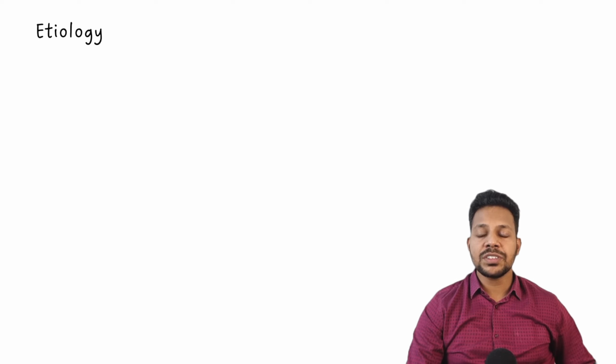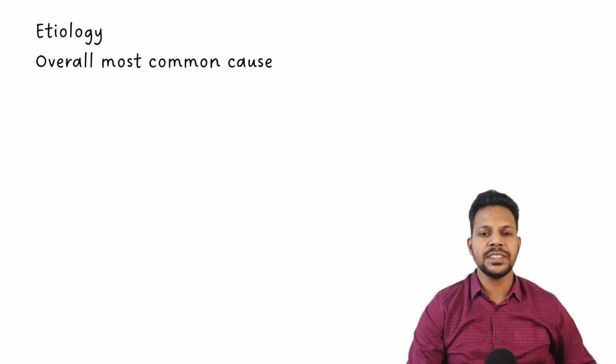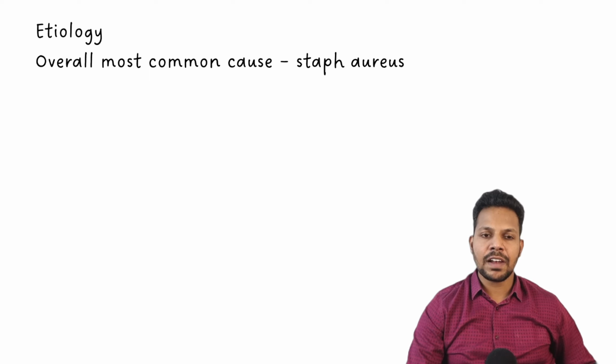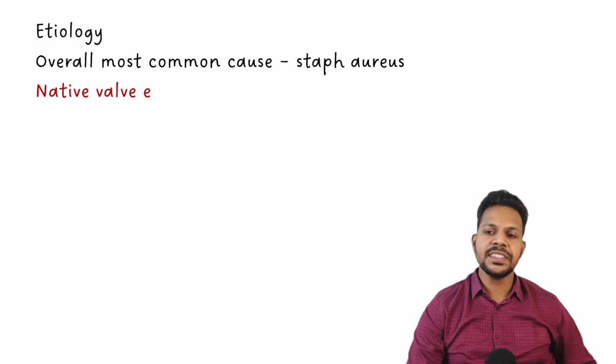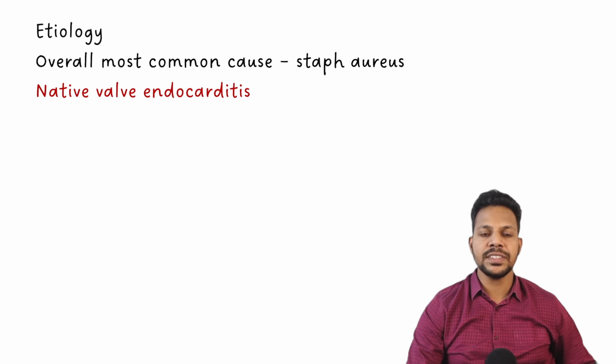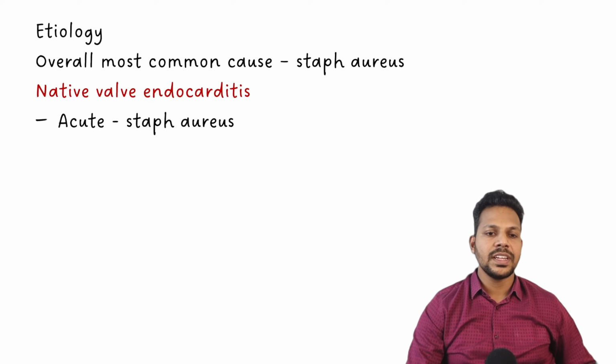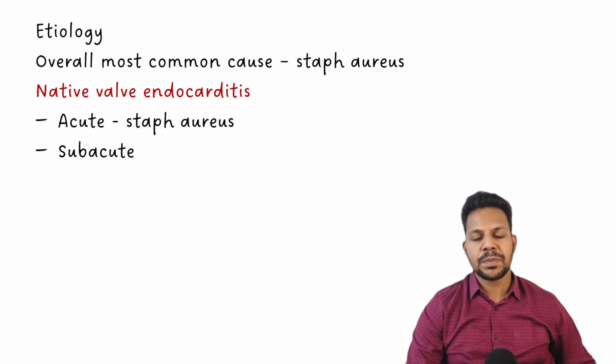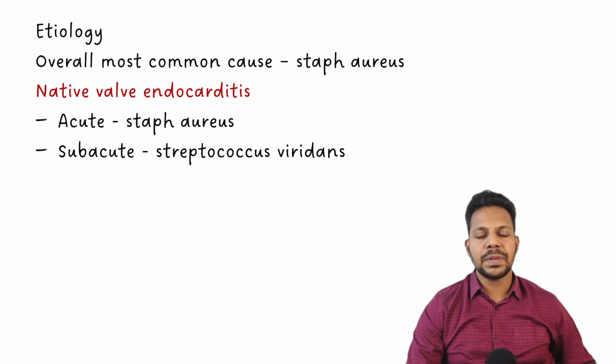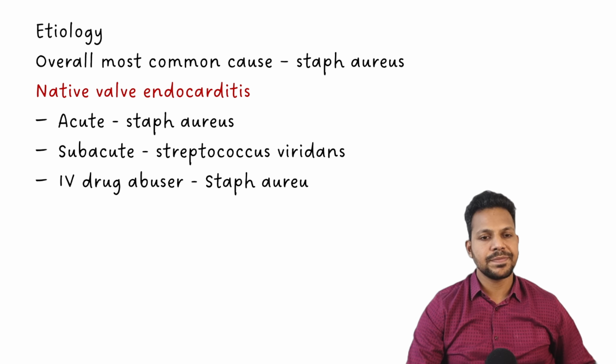When we talk about the etiological organisms, overall the most common cause of infective endocarditis is Staph aureus, right? So depending upon whether it is a native valve or a prosthetic valve, we have different causes of endocarditis. When it is a native valve endocarditis, the most common cause of acute infective endocarditis is Staphylococcus aureus. The subacute infective endocarditis is caused by Streptococcus viridans, and if the patient is an IV drug abuser, Staph aureus is the most common cause.